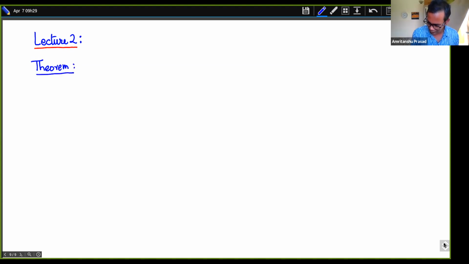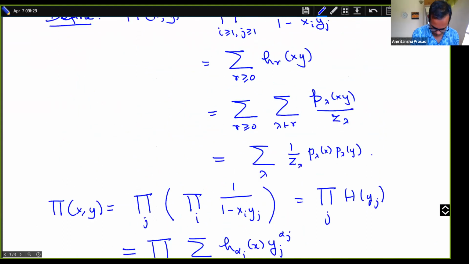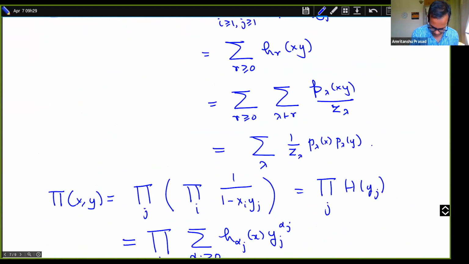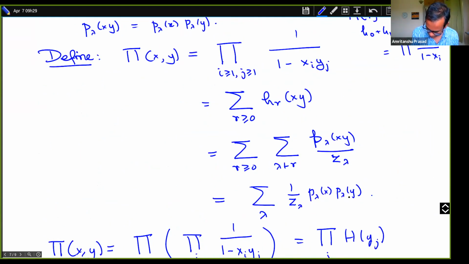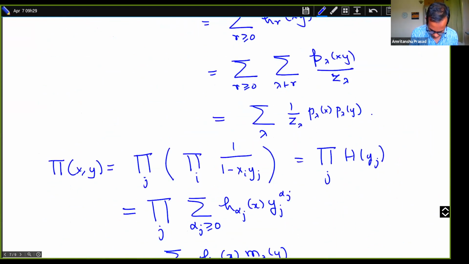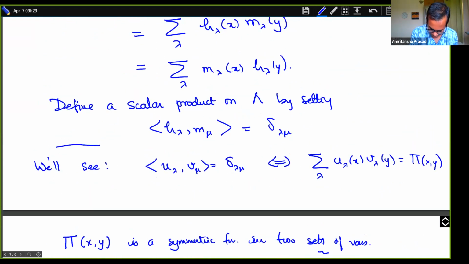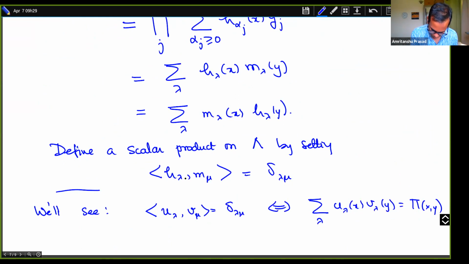So the thing is, we've already seen a couple of expressions for this pi xy. One was that pi xy is the summation of p lambda x p lambda y, summed over lambda with the weights 1 over z lambda. The other was that pi xy is the summation over lambda of m lambda h lambda y. And we actually defined a scalar product on symmetric functions by saying that these two bases, h lambda and m lambda, are dual bases. So it's a scalar product with respect to which these are dual bases.